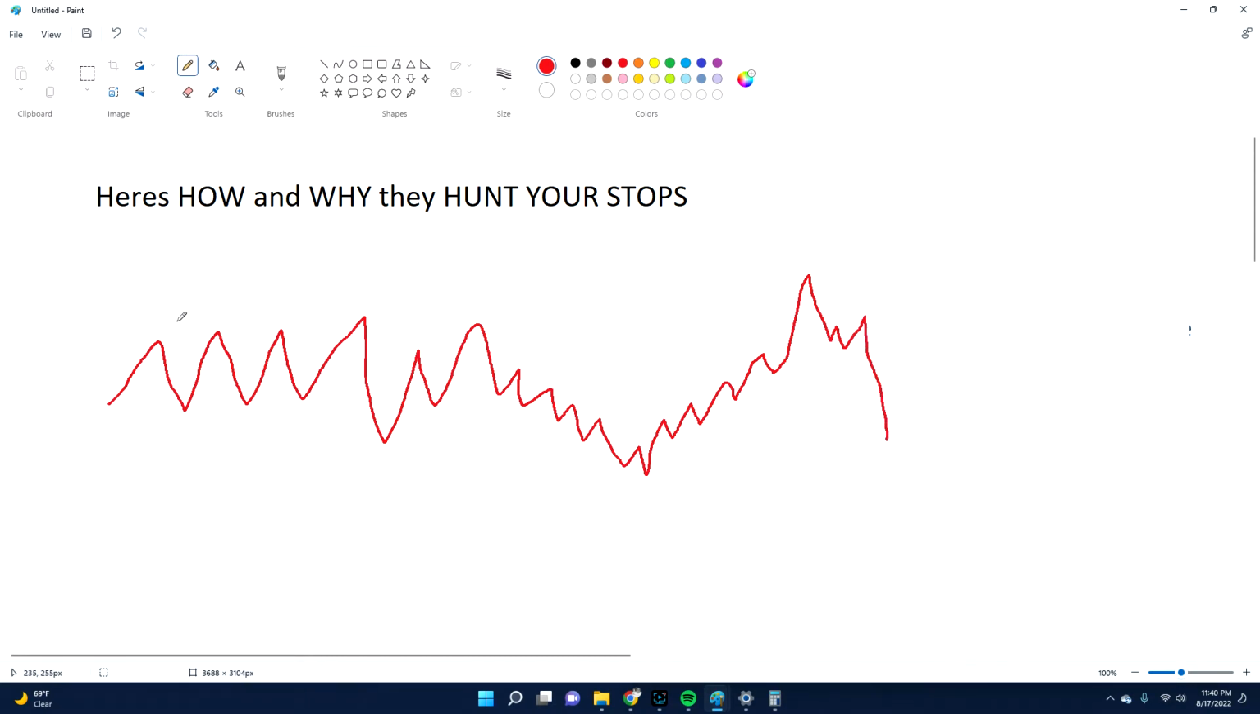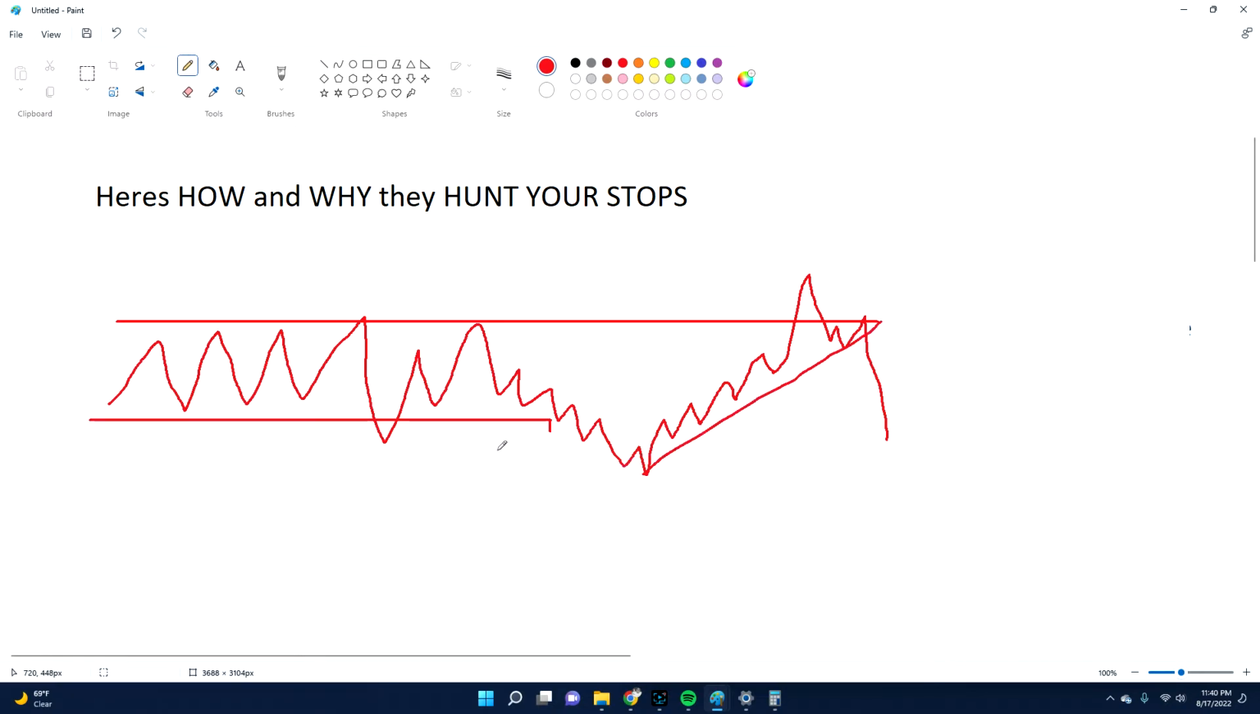Okay, you notice that there is a clear area of resistance right here. There's also an area here, and then you can draw a trend line here, and draw another trend line there. What's important to understand is that above resistance and below support is where liquidity lies.